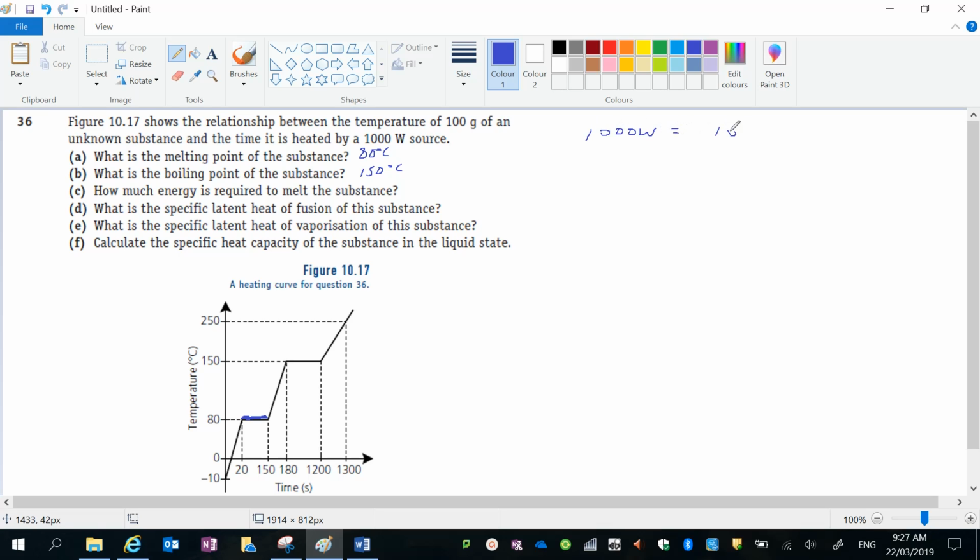1000 watts equals 1000 joules per second. So it gave you that information, but also the time that the energy source was running for. Melting started at 20 seconds and then melting finished at 150 seconds. So it took 130 seconds to melt. So if it's 1000 watts, which is 1000 joules every second, and it ran for 130 seconds, well, that's 130,000 joules.